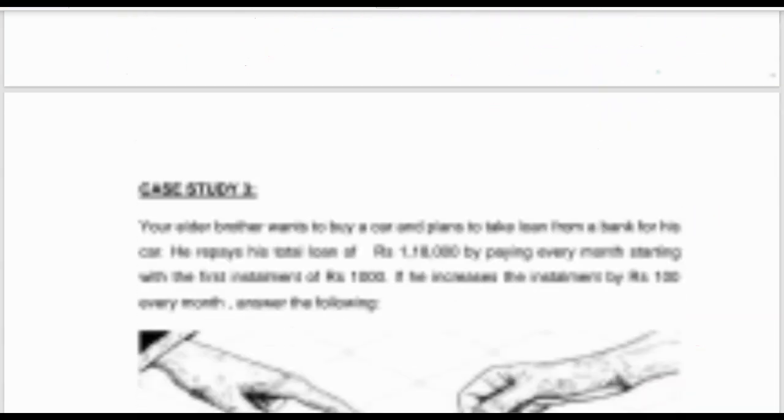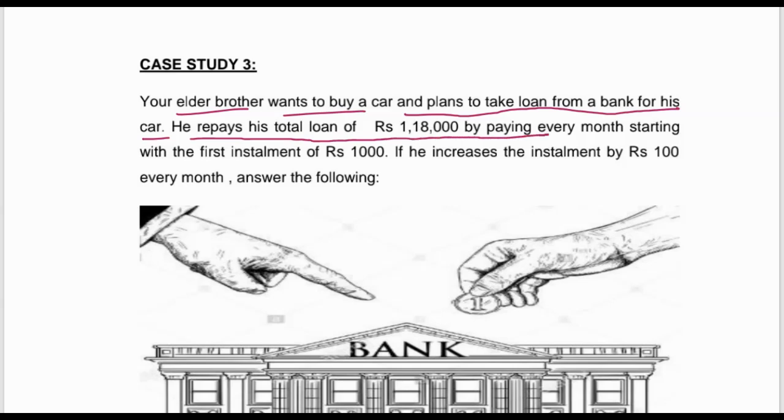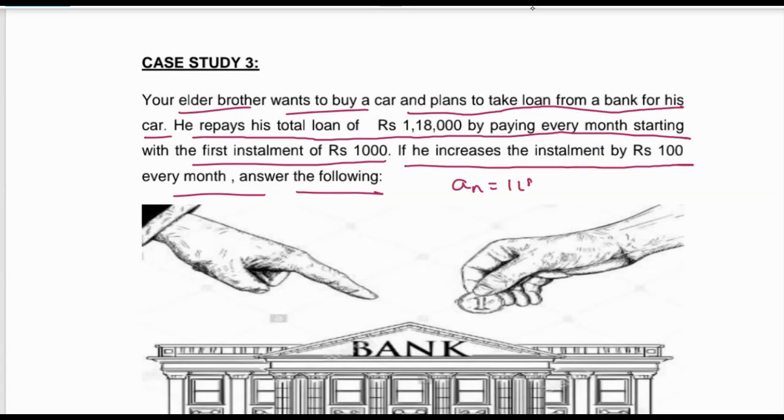So moving on to the next question, we have case study 3. Your elder brother wants to buy a car and plans to take a loan from a bank for his car. He repays his total loan of 1,18,000 by paying every month, starting with the installment of 1,000. If he increases the installment by rupees 100 every month, answer the following. So here, what are the terms they have given? The AP will start at 1,000, then every month it is increasing: 1,100, 1,200 and so on. So this is the given sequence.